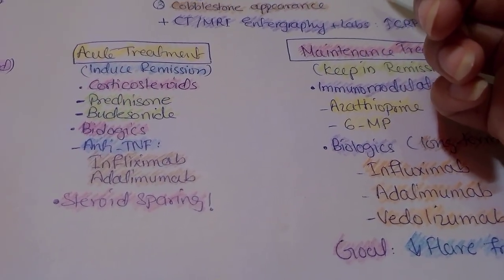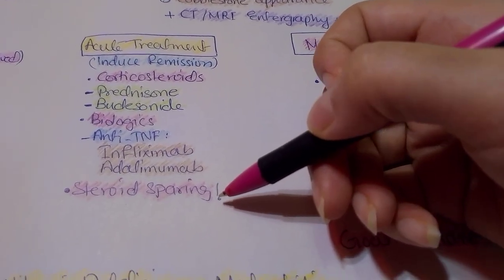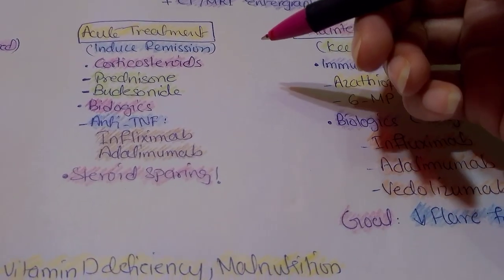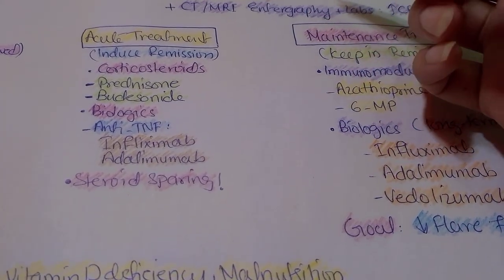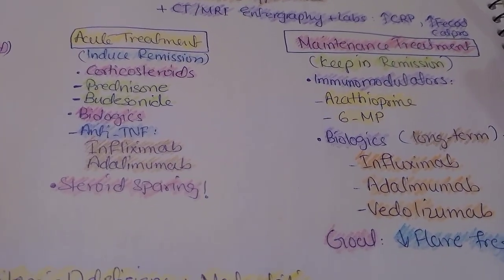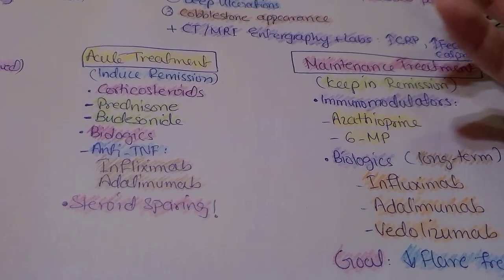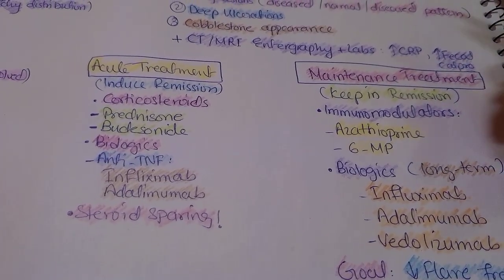So for steroid sparing, we use thiopurine analogs such as azathioprine or 6-mercaptopurine. So these are immunomodulators that take weeks to work but help maintain remission.